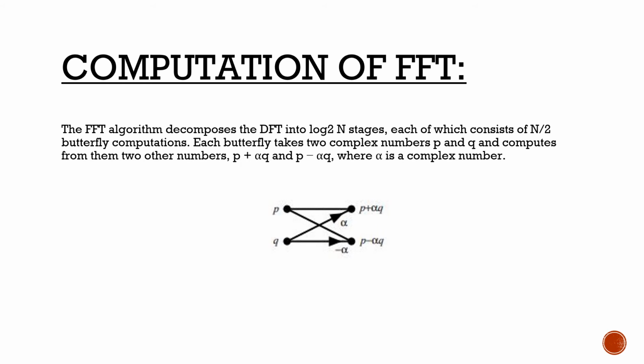This diagram shows a butterfly computation. In each butterfly we have two inputs, that is two complex numbers, and using these two complex numbers we produce another set of two complex numbers. Like shown in the diagram, we have two complex numbers p and q. These p and q are used to produce a set of complex numbers which is p plus alpha q and p minus alpha q. Here alpha is another complex number. So this is one of the ways in which we can compute FFT.